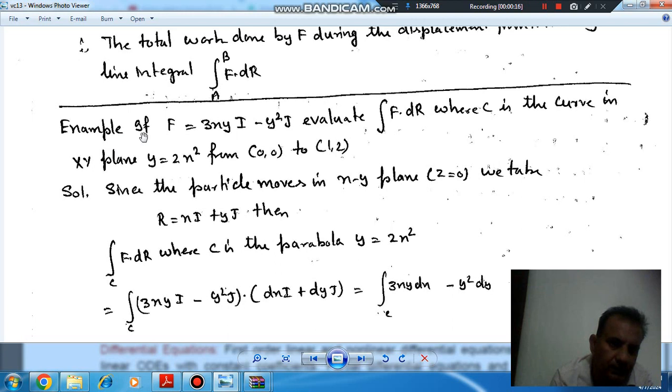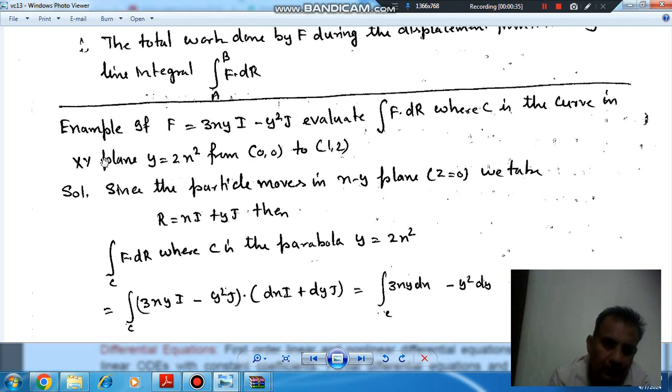The first question is: if F is equal to 3xy i minus y square j, evaluate the integral of F dot dr, where C is the curve in the xy plane, y is equal to 2x square, from 0 to 1, 2.